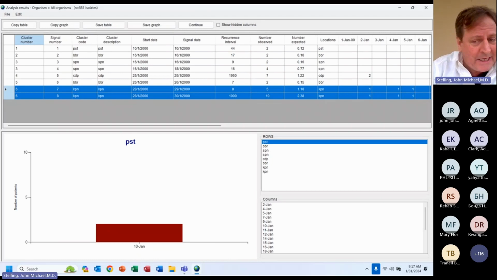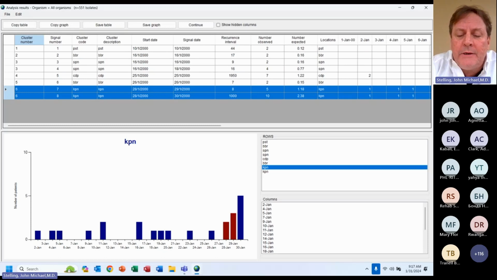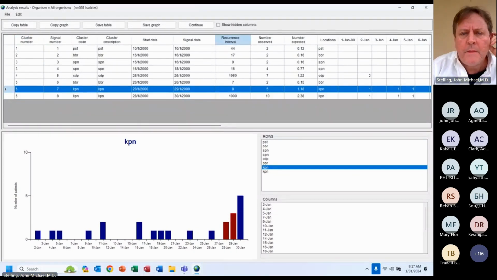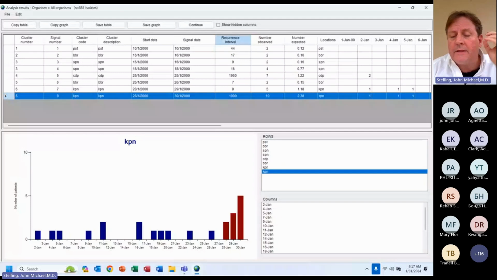Those repeat isolates were actually the same patient twice. So if you look at the Klebsiella pneumonia, it generated a signal on January 29th. As it marched from left to right, it looked for clusters on January 2nd and 10th and 15th. It looked on January 28th and it did not find anything. It looked on January 29th and it found a cluster with 5 people with a very low recurrence interval of 8.